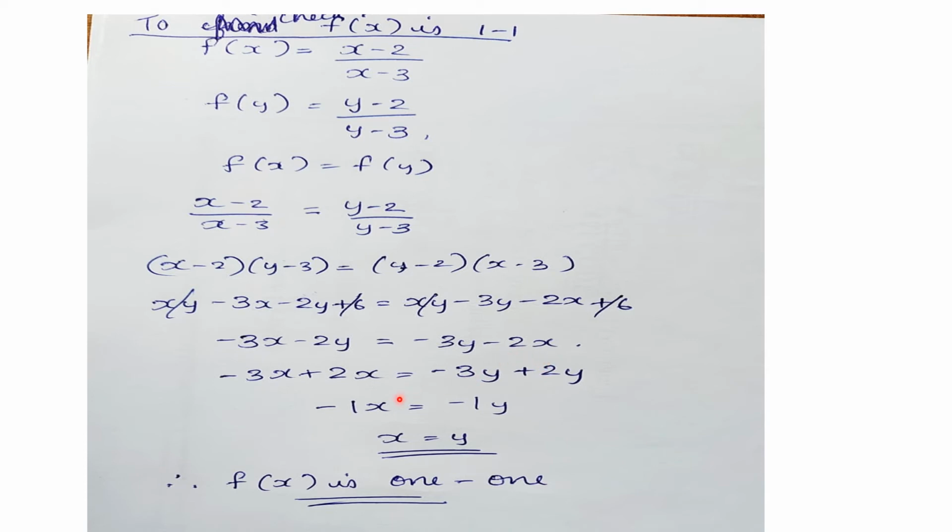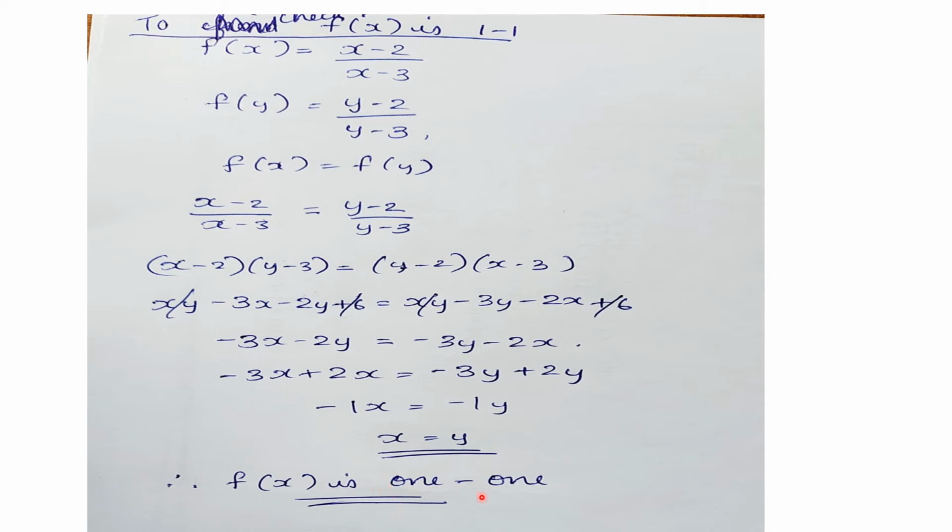So again rearranging, x terms on the left hand side and y terms on the right hand side. On rearrangement, minus 3x plus 2x is equal to minus 3y plus 2y. So minus x is equal to minus y, which gives x is equal to y. So our assumption is correct: f of x is equal to f of y implies x is equal to y. Therefore f of x is one-to-one.